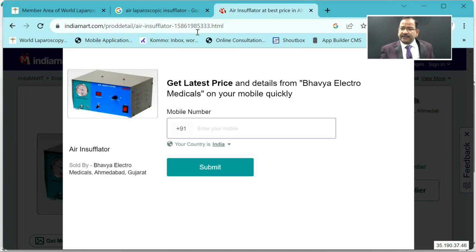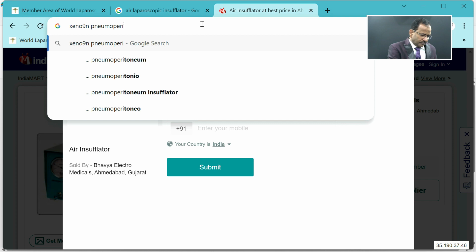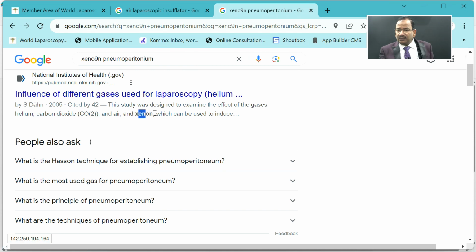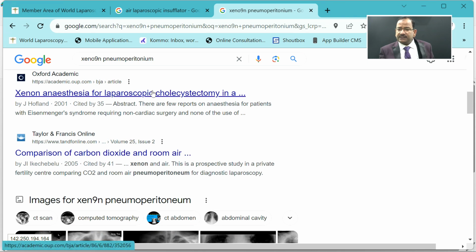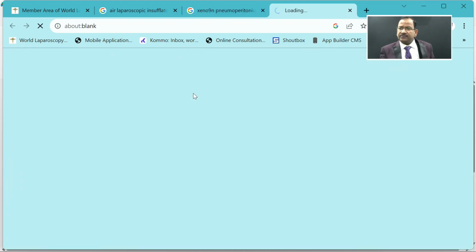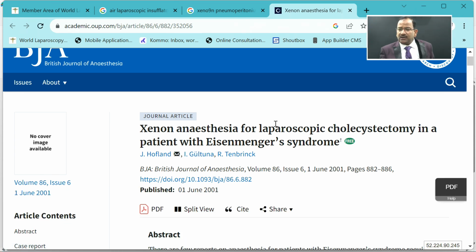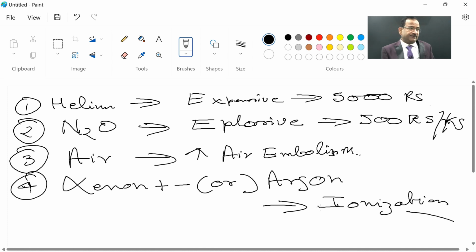So, there are many studies where xenon was compared with CO2. Xenon is also one of the good gases which you can use, improving safety. Xenon anesthesia in laparoscopic cholecystectomy is a good approach, but you are allowed to use only the harmonic. You cannot use monopolar because it is ionizable. It is also expensive and not normally available. Ultimately, the best is CO2 only.